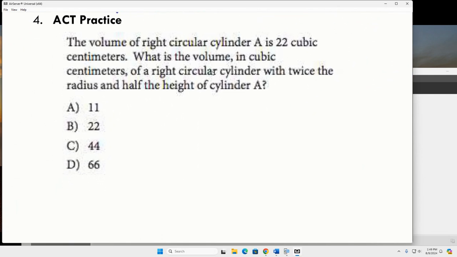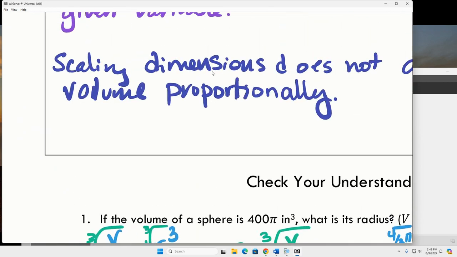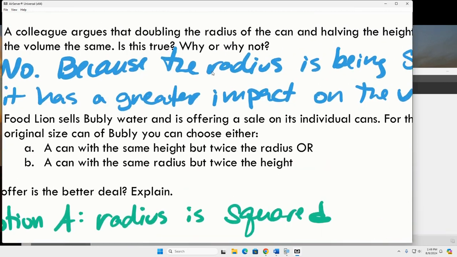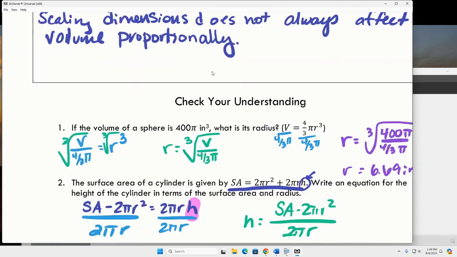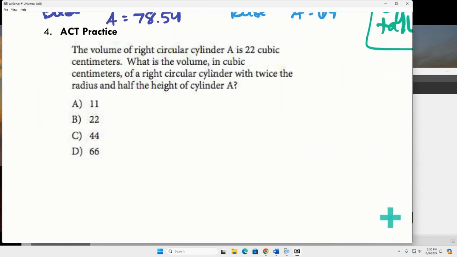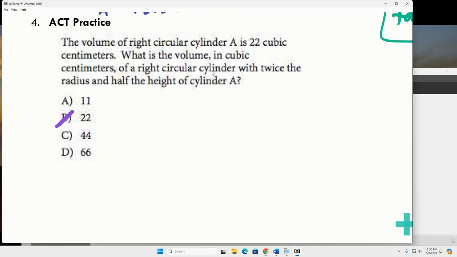Before today, you might have said the answer was 22, but we know on these cylinders, because that's what the can was. The can was the cylinder, and we did a situation where that person said, "Do twice this and half this, and it should be the same." And we all just said, "No, it wasn't the same." So it is not going to be 22. I can promise you that. So let's figure out which one of these answers is it.